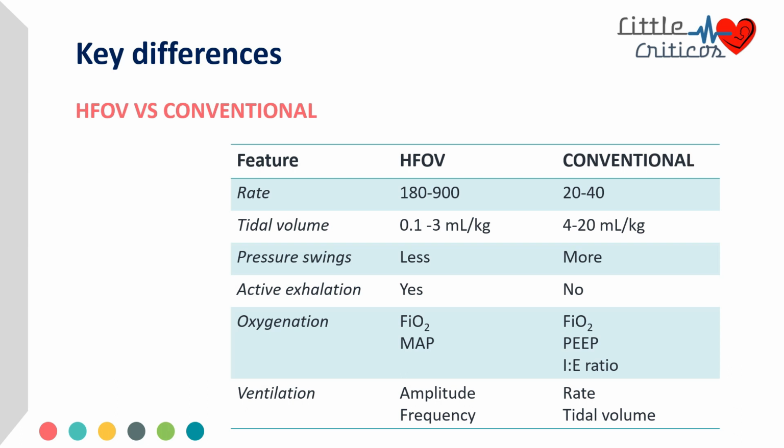The key differences of HFOV include delivery of breaths at a very high rate of 180 to 900 breaths per minute at very small tidal volumes of 0.1 to 3 ml per kg with minimal pressure swings and active exhalation. The oxygenation is controlled by mean airway pressure and FiO2 in HFOV, whereas it depends on FiO2 and PEEP in conventional ventilation. Ventilation or removal of CO2 is primarily dependent on the amplitude and frequency.